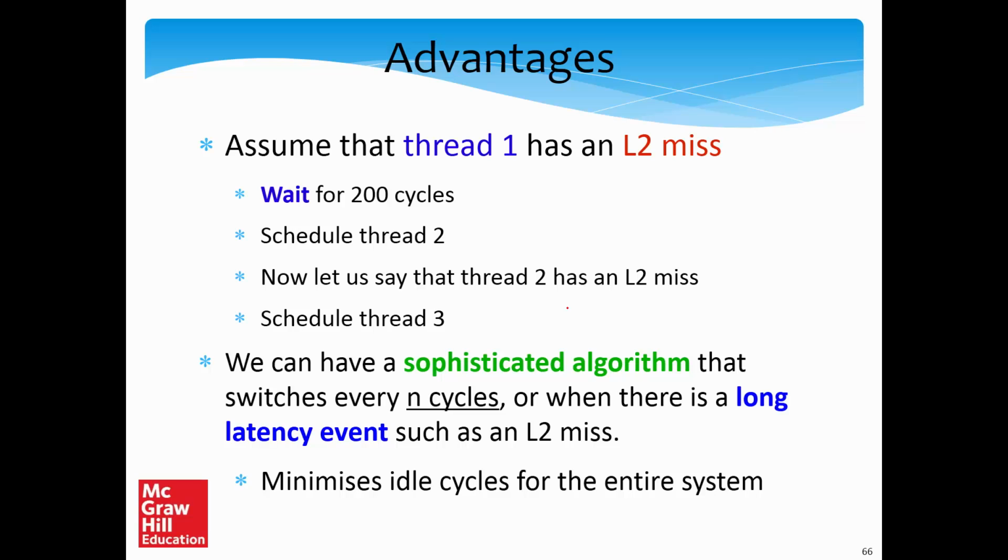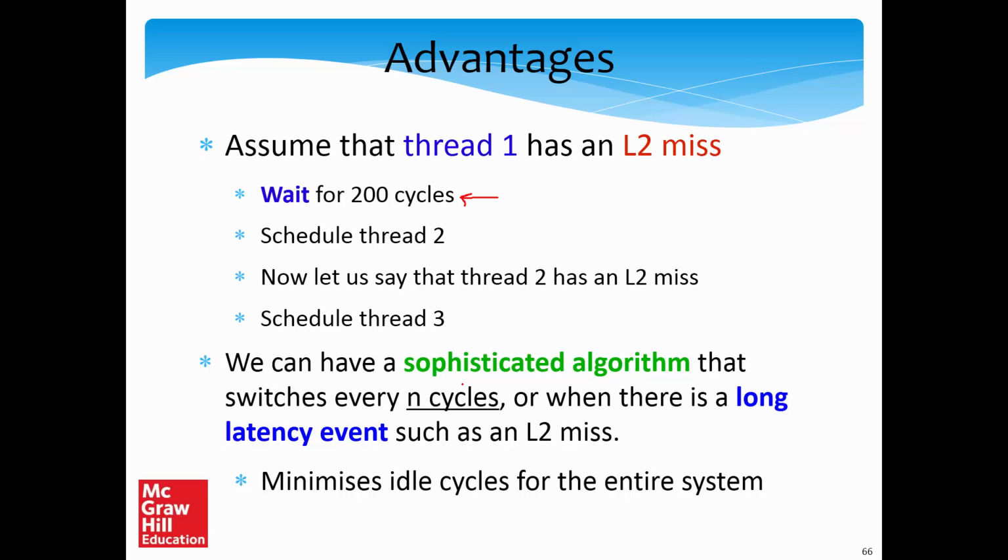So let's look at the same example that I have been mentioning with some concrete numbers. Assume that thread 1 has an L2 miss. So we need to wait for 200 cycles, which is too much of an overhead. That's the reason we schedule thread 2. Now let us say that thread 2 has an L2 miss. No problem, go to thread 3.